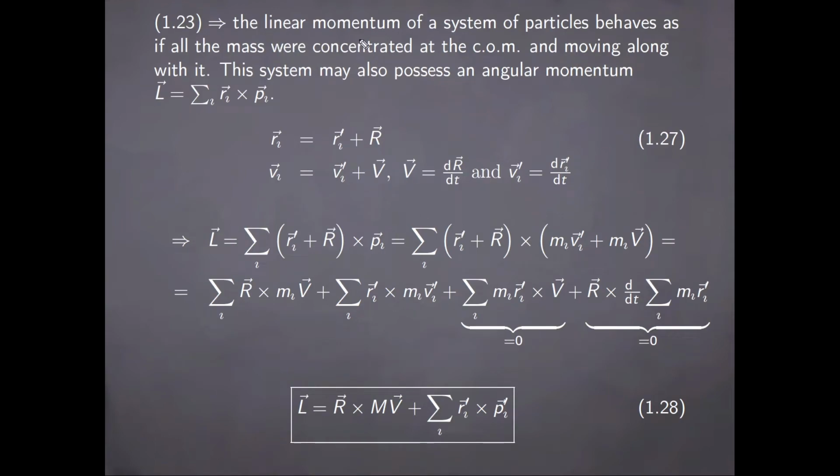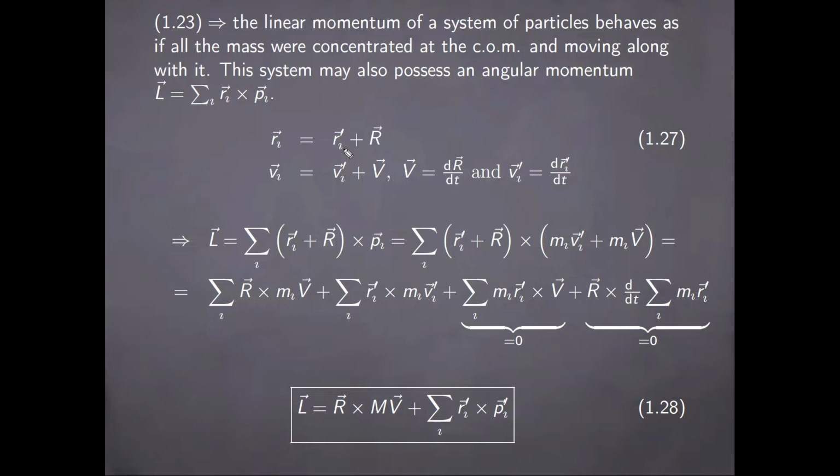We know that the linear momentum of a system of particles behaves as if all the mass were concentrated at the center of mass and moving along with it. However, this system may also possess an angular momentum, and we would like to see if we can describe the behavior of the angular momentum with reference to the center of mass of the system. To do this, we rewrite the radius vectors of all particles relative to the center of mass.